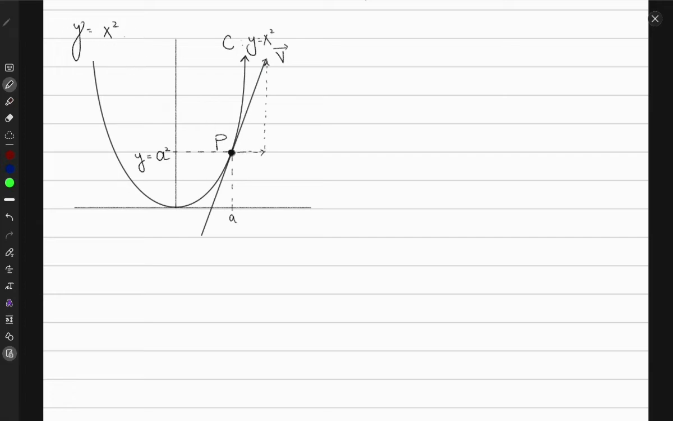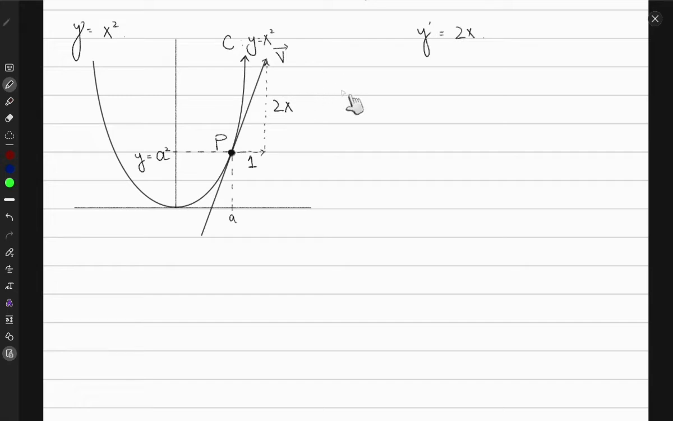And we know the slope is just the derivative of y with respect to x, and we know that it will be 2 times x, right? So this length will be 2 times x. And this length we'll just parameterize in unit, so it will be 1. Okay, so now we have this thing.